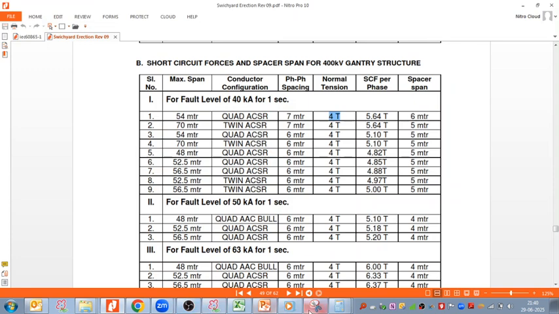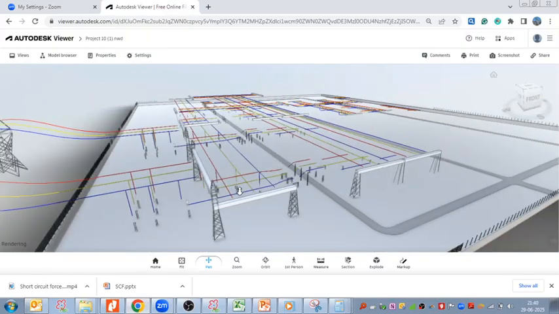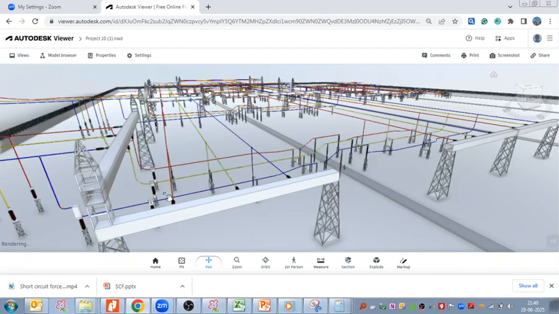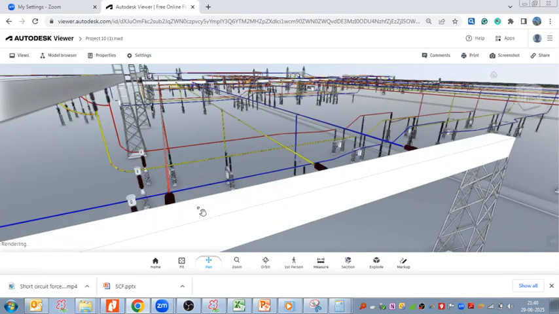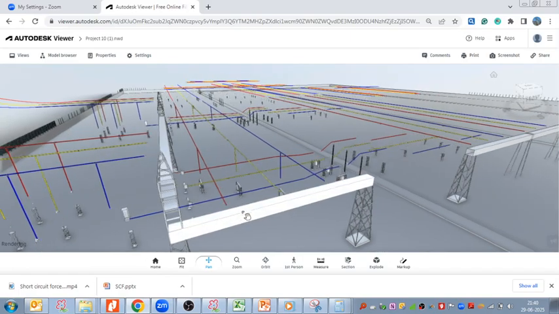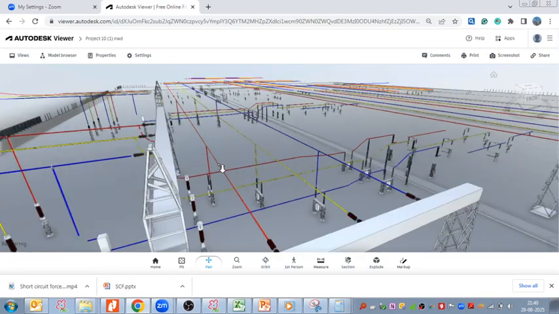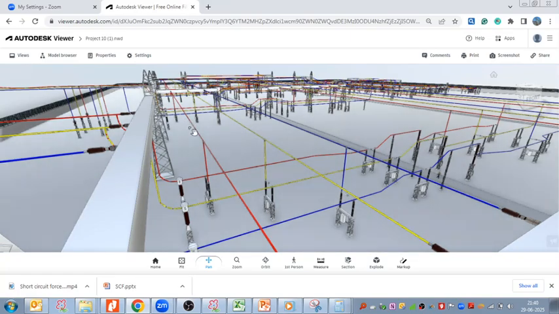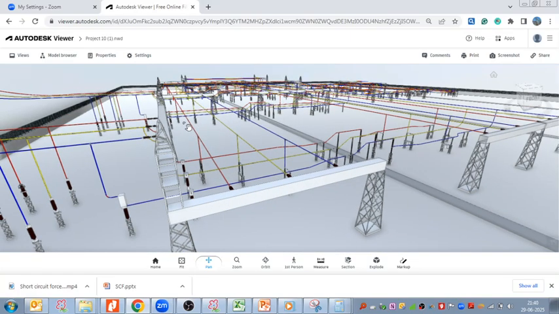It is appropriate to how much tension is coming on this gantry. For that I'm taking both. You can add your conductor weight, and plus, like, you have the turnbuckle, through that you are maintaining the tension at one side.